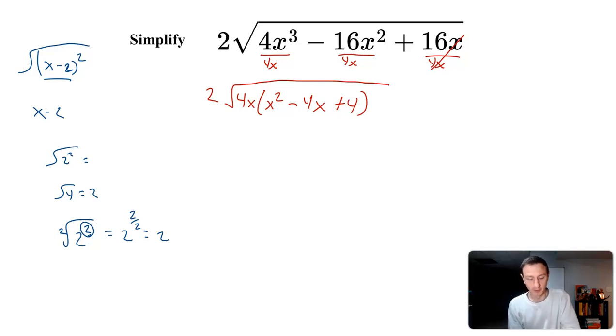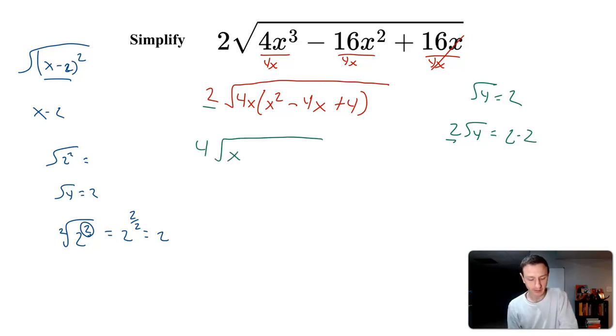Now, before I even look at this trinomial, I'm seeing this square root of 4 here. The square root of 4 is just 2, so that 2 can come out of the radical. Since I have a 2 on the outside, technically this is 2 times the square root of 4, and the square root of 4 is 2, so we do 2 times 2. So now we have 4 radical x, x squared minus 4x plus 4.